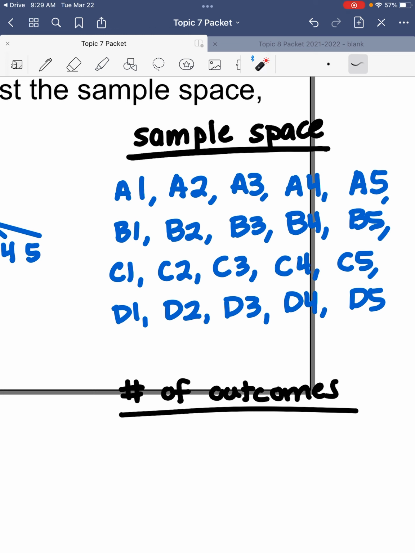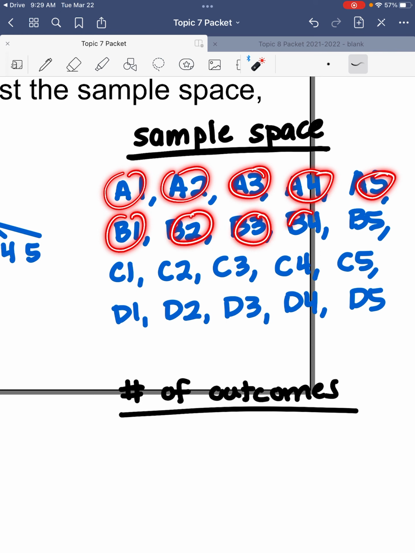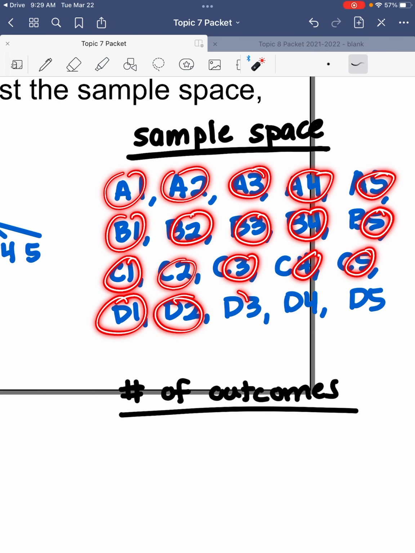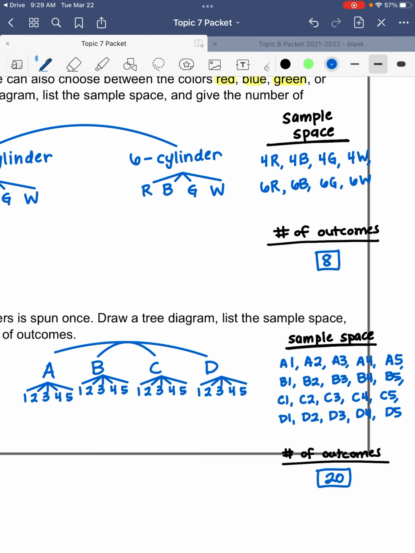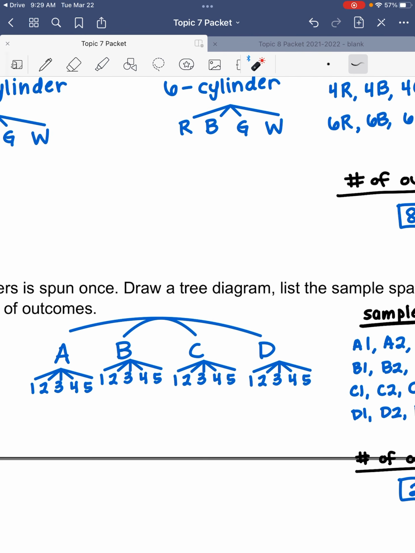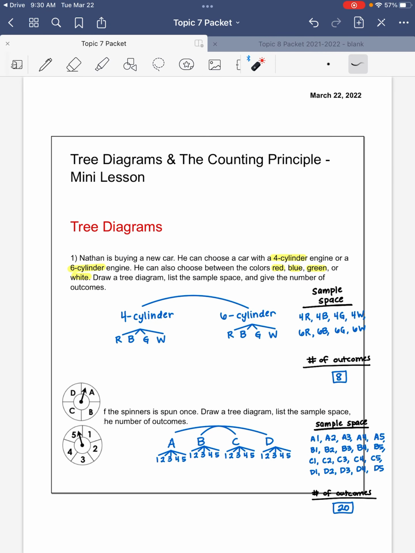Well, I can count my sample space. 1, 2, 3, 4, 5, 6, 7, 8, 9, 10, 11, 12, 13, 14, 15, 16, 17, 18, 19, 20. So I know that there are 20 total outcomes. I could also look at my tree diagram and get that same answer. So I know I have 1, 2, 3, 4, 5, 6, 7, 8, 9, 10, 11, 12, 13, 14, 15, 16, 17, 18, 19, 20. So either way, you'll get the same answer.